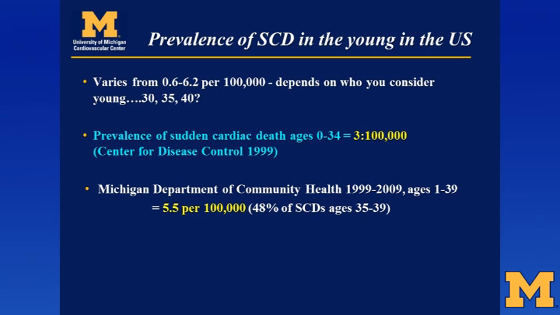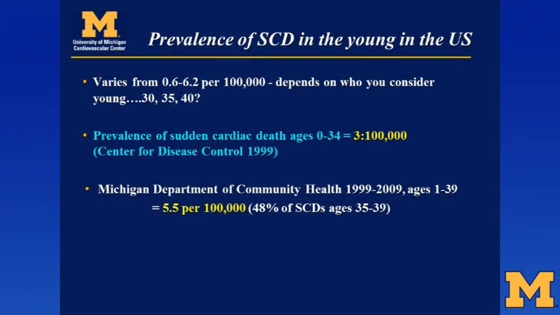The numbers generated from the Center for Disease Control, in a report from 1999, showed the prevalence of sudden death in ages 0 to 34 was 3 in 100,000. And that number has been validated across multiple states, including Michigan. More recently, the Michigan Department of Community Health has put together a huge effort, a prospective registry starting in 1999, and they have data now up through 2009 on sudden cardiac death in young people ages 1 to 39. The incidence in that population is 5.5 per 100,000, which is higher than the CDC number, but keep in mind they're including 5 extra years on the upper end.